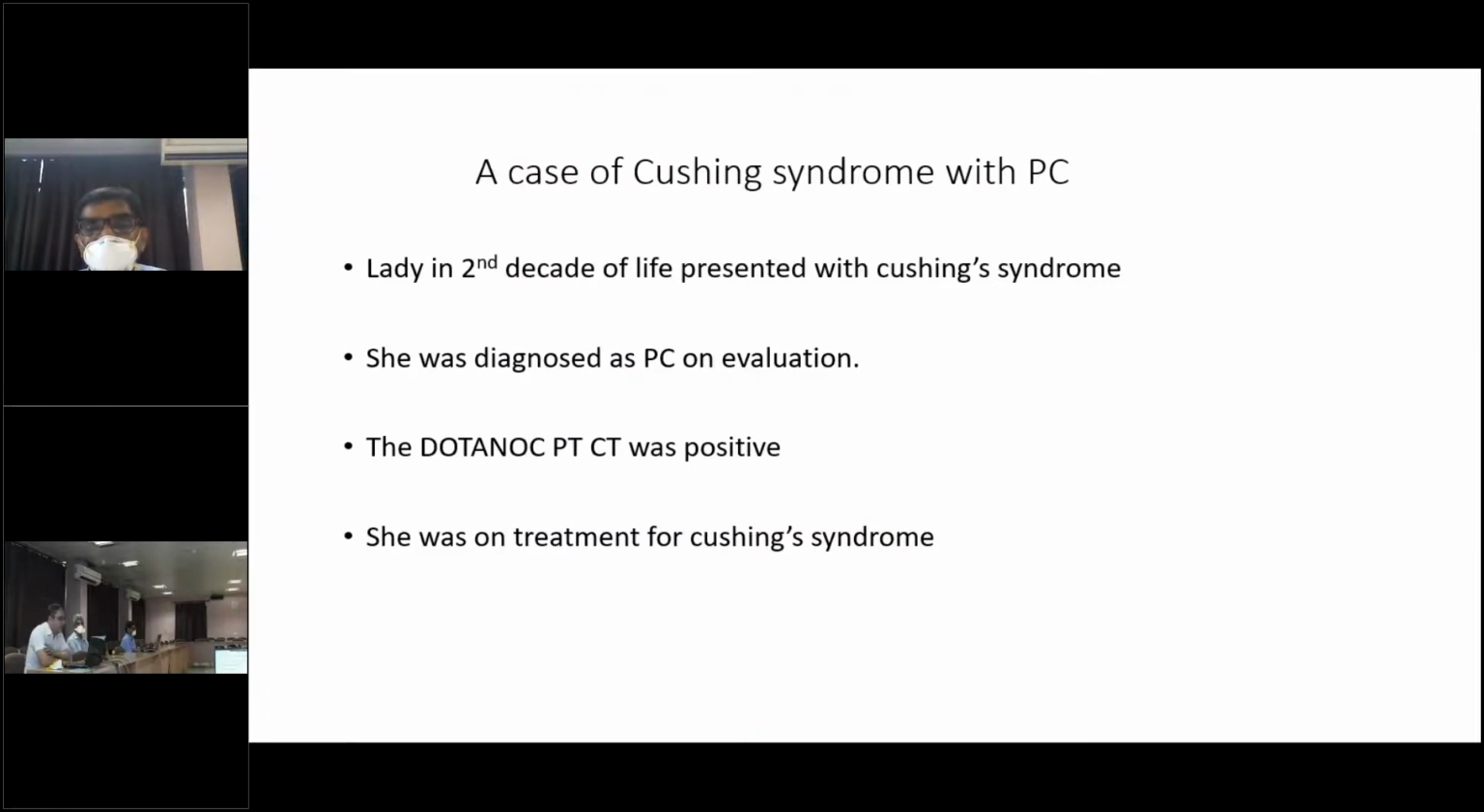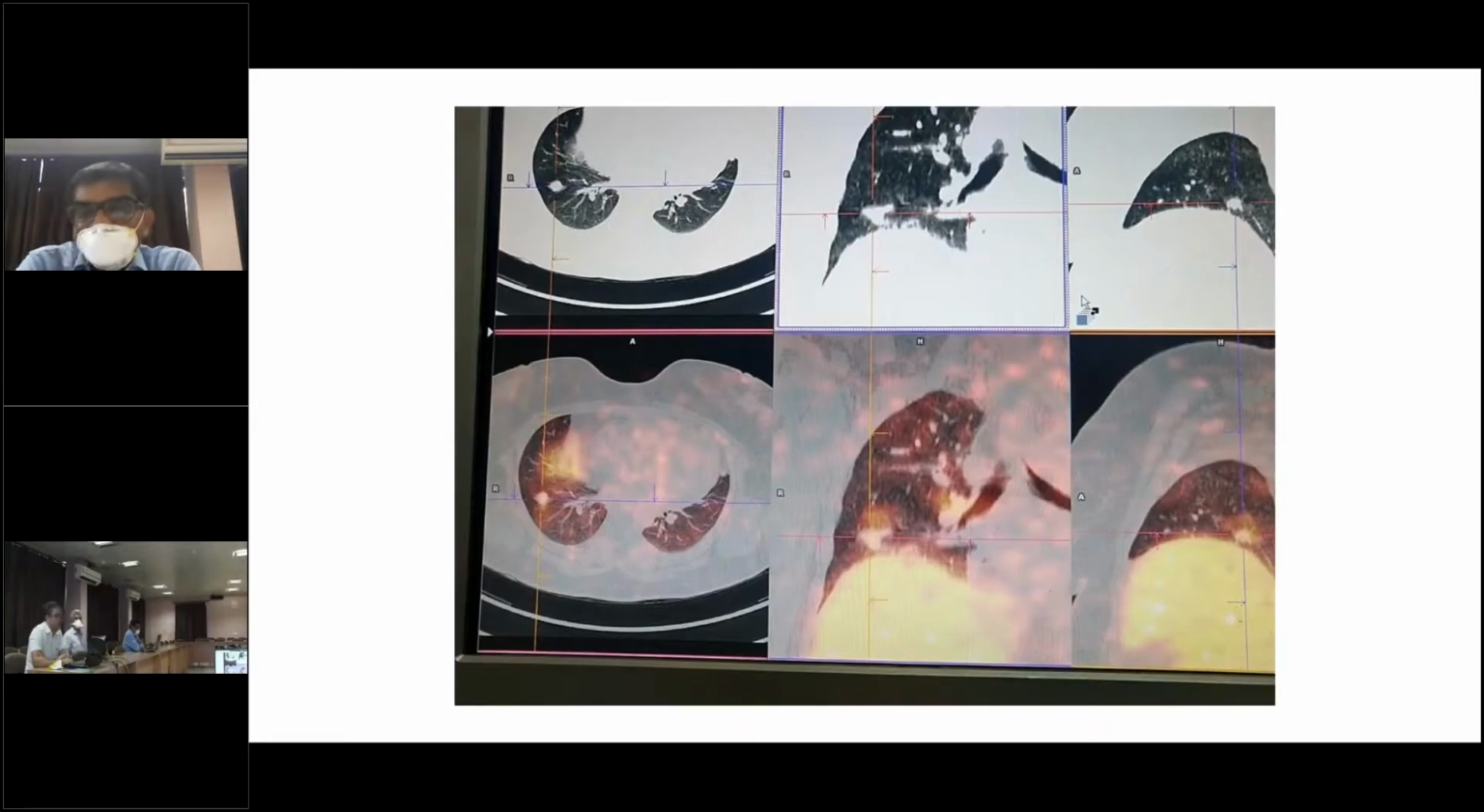This is the second case, which was a young lady who was referred to us from the endocrinology department with Cushing syndrome. She was diagnosed and was on evaluation for pulmonary carcinoid, and everything was positive. She was referred to us for the favor of surgery. This is what it looked like in the first surgery.